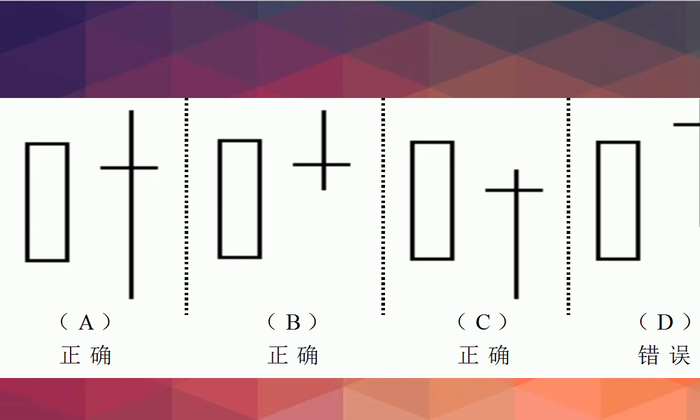So the first one, correct or not? Correct. Then this one is correct. This one is also correct. But this one, correct or wrong? Wrong. Because this one is up. It's not inside the candlestick, right? So this one is wrong. But the first one, second one, and the third one are correct. This is the pregnant candlestick.